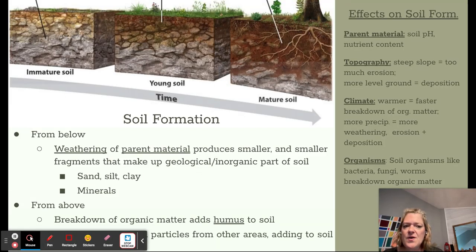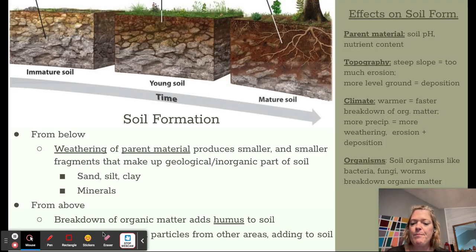Okay, all right. So soil formation. This is just another little chart on that. Basically, the weathering of that parent material, the rock, produces smaller and smaller fragments. We end up from that rock getting the sand, silt, and clay that we're going to see in the lab when we do the soil lab. And we also get a lot of minerals from that rock. Minerals are stored in the rock.